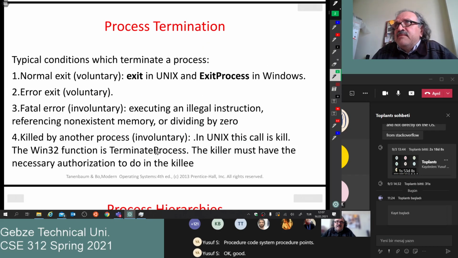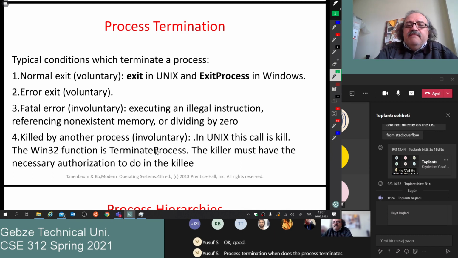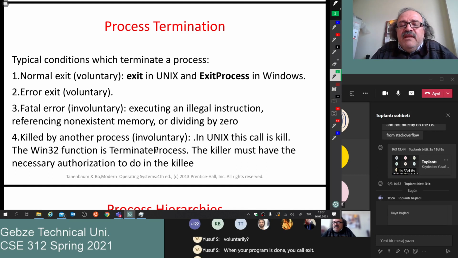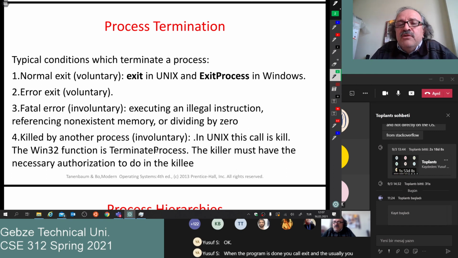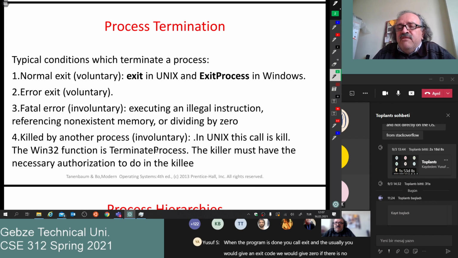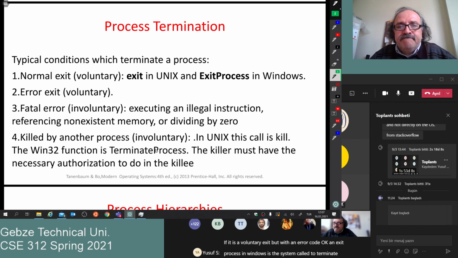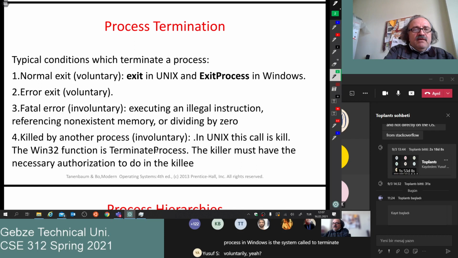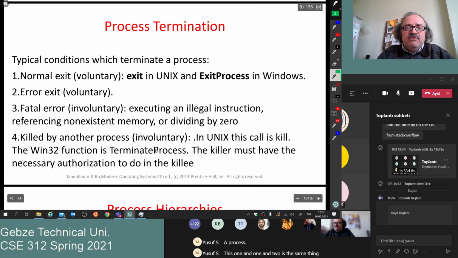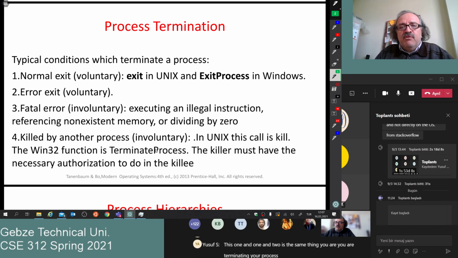Process termination. When does a process terminate? Voluntarily: when your program is done, you call exit, and usually you would give an exit code. We would give 0 if there is no problem. We would give -1, -2, whatever the number, if it is a voluntary exit but with an error code. And ExitProcess in Windows is the system call to voluntarily terminate a process. This one and the previous one are the same thing. You are terminating your process in the normal way or the error way.